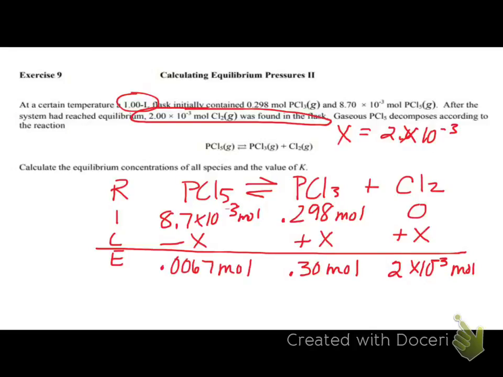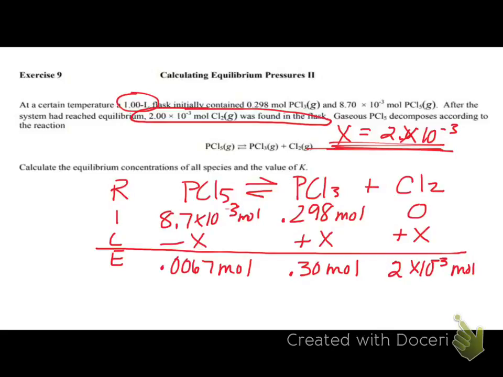What? Where am I getting these numbers? I'm plugging in x. This is x up here, because it gave it to us in the problem. They don't always. Sometimes we have to solve for x, but they were nice enough in this one to give us x. So I subtracted x here and added x here. So these are my equilibrium concentrations.